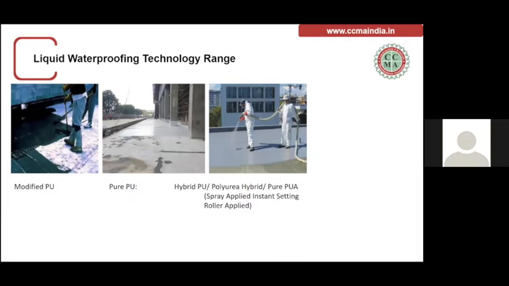Now we have technologies like modified PU, modified by bitumen, modified by acrylics. Another technology is pure polyurethane, which does not have any modification. And then we have a hybrid polyurea available in the market, the pure polyurea, and hybrid polyurethane. All kinds of products are available in hand applied and spray applied versions. So this is the basic portfolio which India is offering.